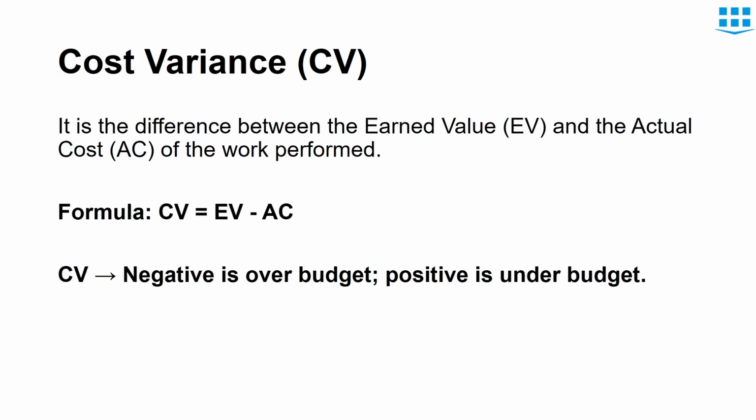Next term is cost variance. Cost variance is simply the difference between earned value and actual cost. This term is helpful to determine whether the project is over budget or under budget. When we see that the value earned from the project is greater than the cost incurred, the project will be under budget. On the contrary, if the cost incurred on the project is more than the work done or value created, the project will be over budget.